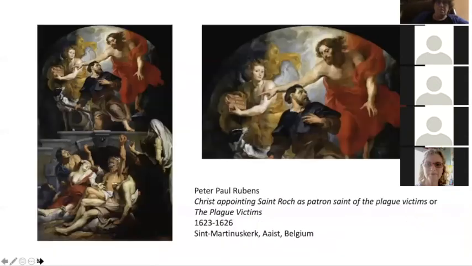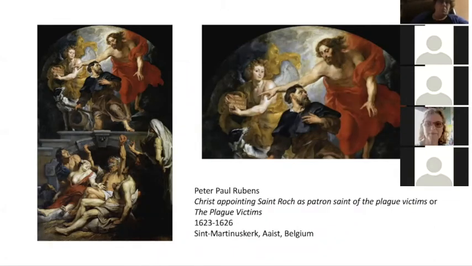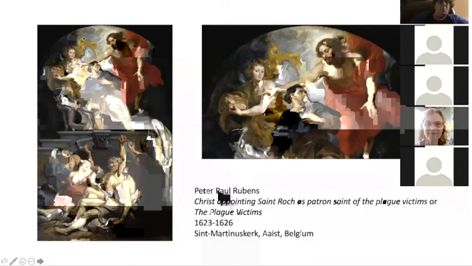In fact, an artist that may be more familiar, Peter Paul Rubens, in his Christ Appointing Saint Roch a Patron Saint of the Plague, depicts him. It's still in situ today at St. Martin's in Belgium. And this is an interesting painting because it's divided into two spheres. We have kind of the sick and the dying down here, and then we have the heavenly spheres that appear before us.